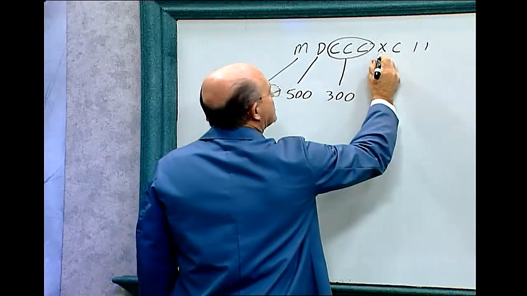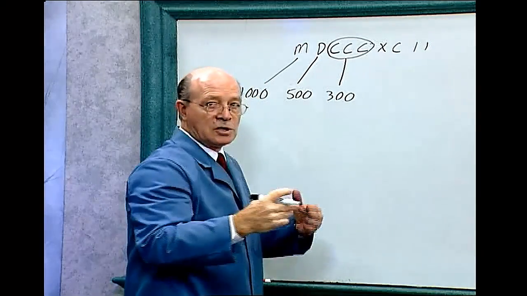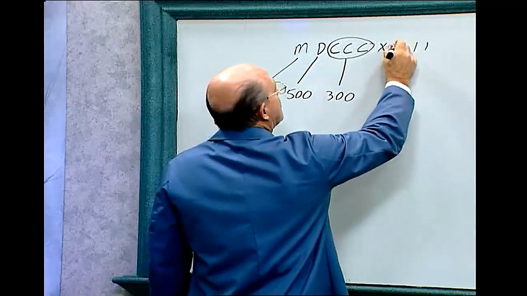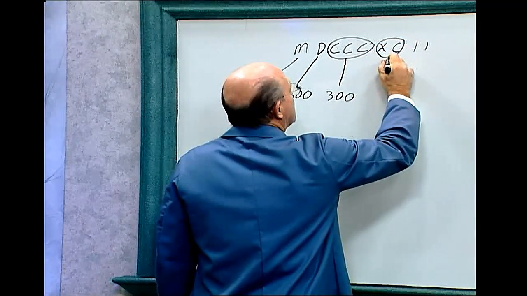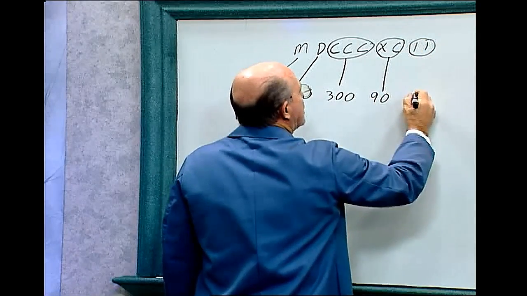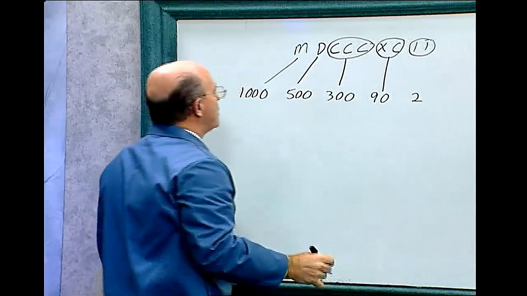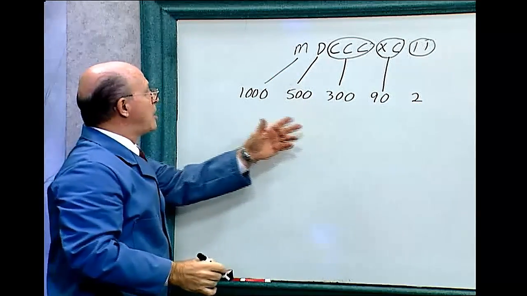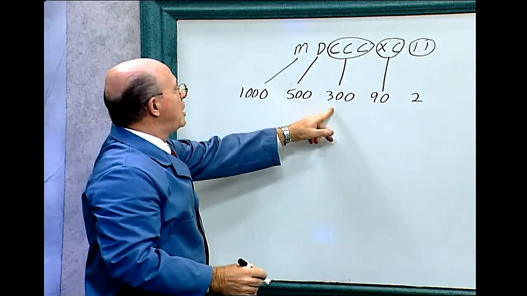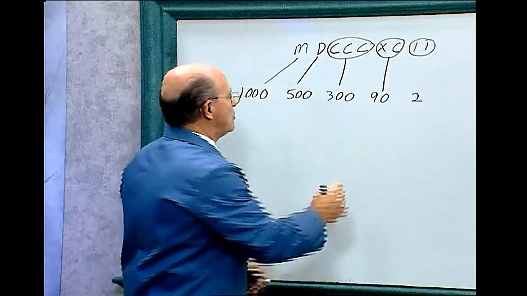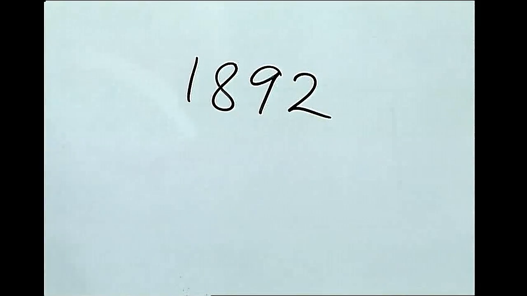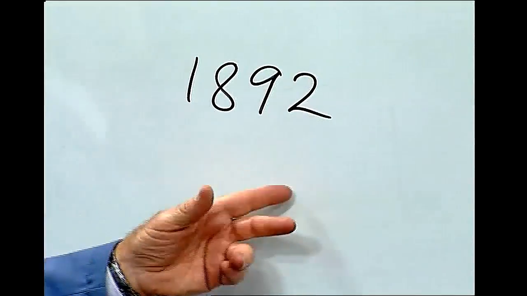Now we have an X in front of the C, so we have to deduct the X from the C, and the X is 10 and the C is 100. So this becomes 90. And these two I's together is 2. So all we have to do now is add these numbers together. 1,000, 1,500, 1,800, and 92. 1,892. So that building was constructed in the year 1892.